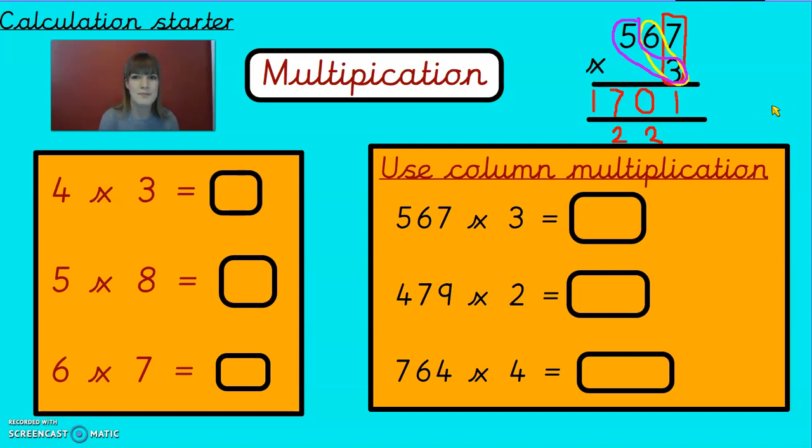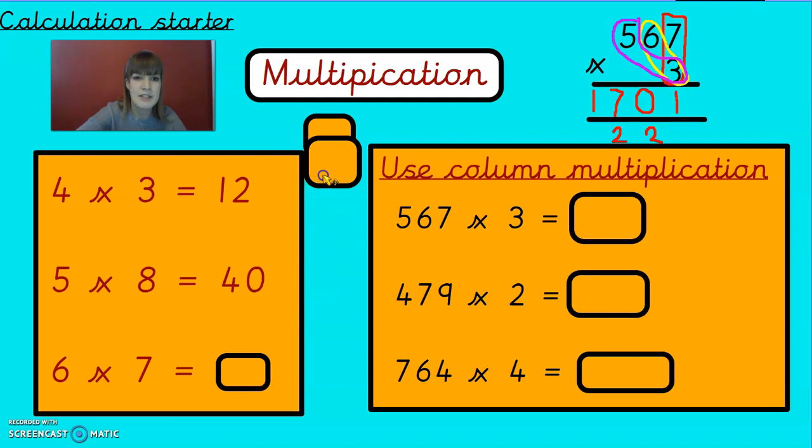I'll see you in a moment. Okay, welcome back. So let's quickly go through the answers. 4 times 3 is 12, 5 times 8 is 40, and 6 times 7 is 42. Now with our times tables, we just need to make sure that we are practicing them all the time. It's so easy sometimes for them to fall out of our heads and just forget them. So we just need to keep practicing, even if you're like, yeah, I'm confident, I know them all.